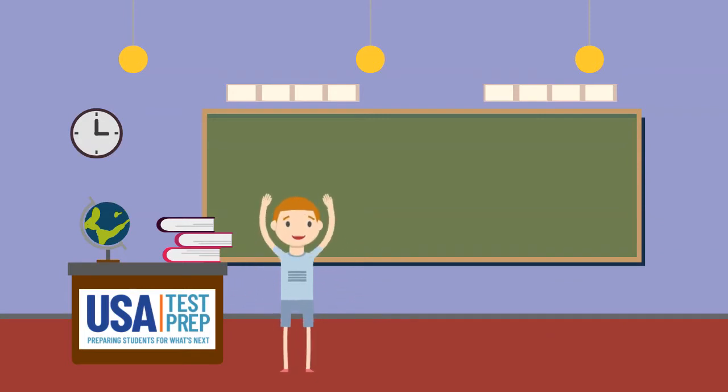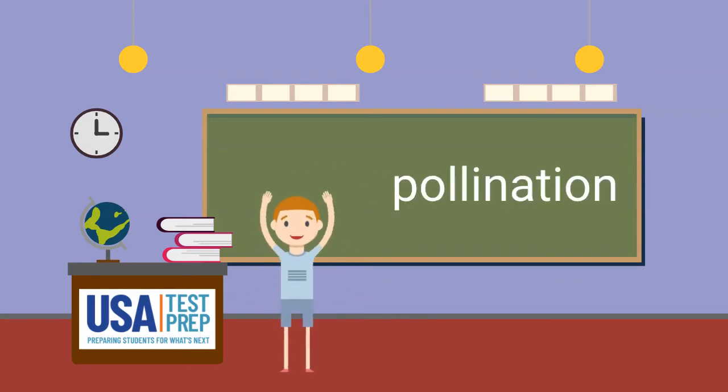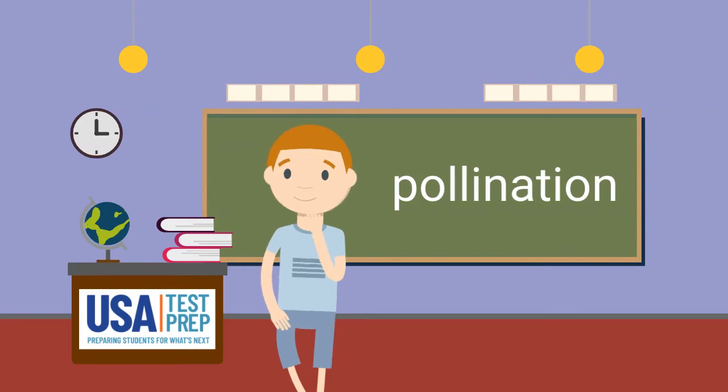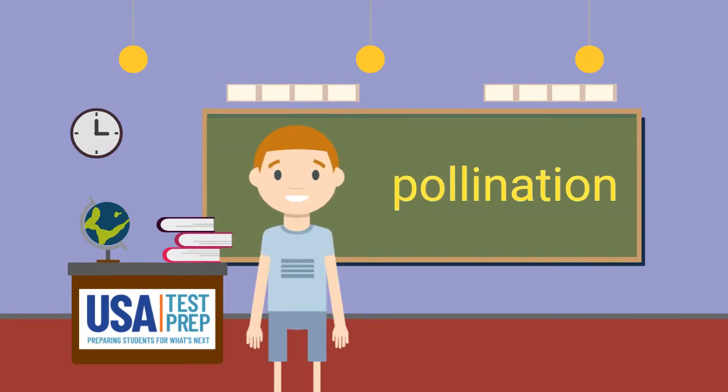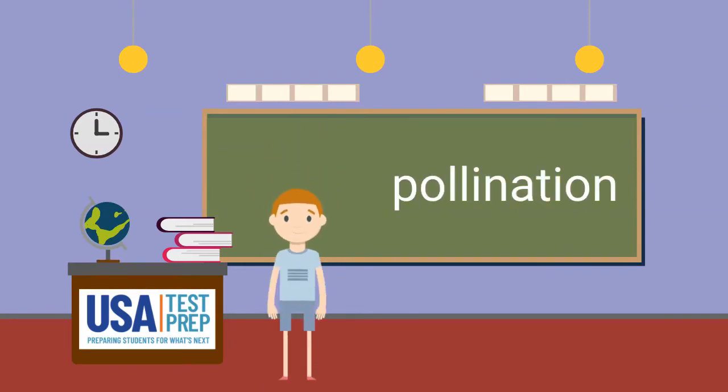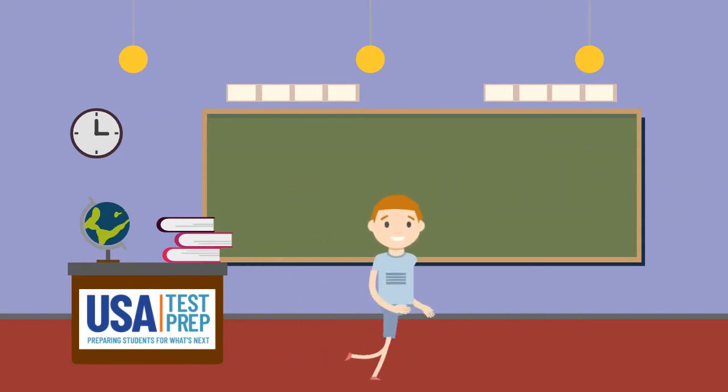In this video, we will be going over the process of pollination. Can you say pollination? Pollination is very important for flowers. Pollination is how plants with flowers make more plants with flowers. Let's go look at a flower together. Follow me!